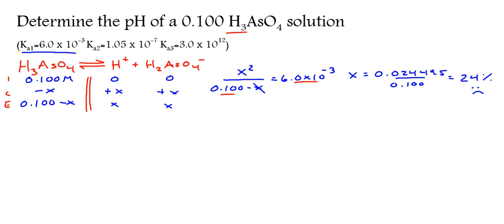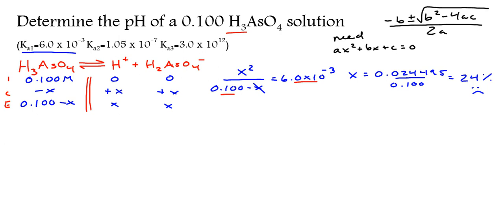And obviously, dividing by 0.1, it's not going to be 24%. That's not good. So what we need is a quadratic equation. So we need to get our terms into an ax squared plus bx plus c equals 0 relationship. So we need to expand our expression, and this is my calculation.